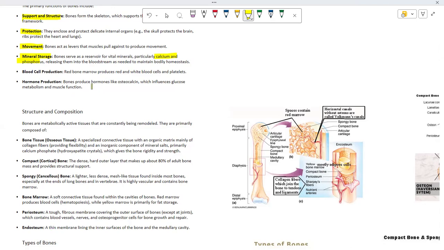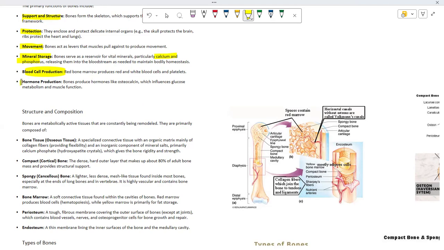Then it also plays a role in blood cell production, formation of blood cells. So the red bone marrow produces red and white blood cells and platelets. So blood cell formation occurs within the bones. If something happens to the bones, it can affect blood cell production, or it can lead to anemia and other abnormalities.